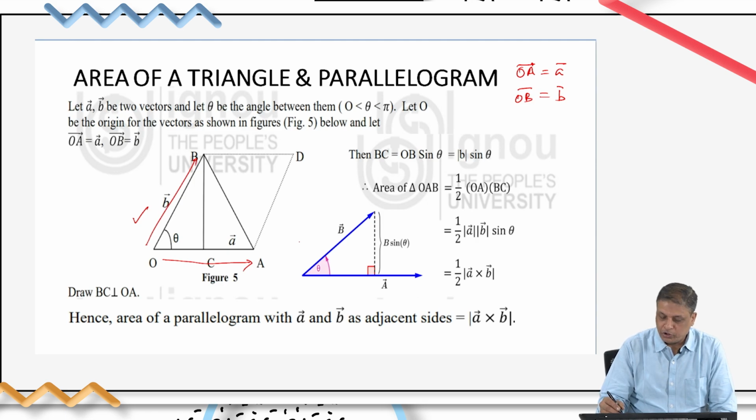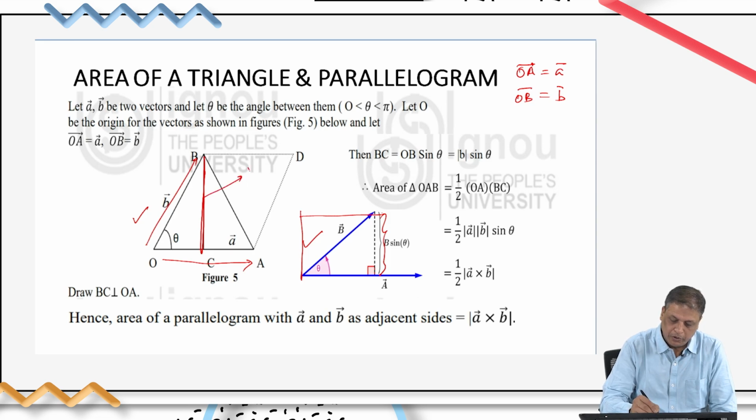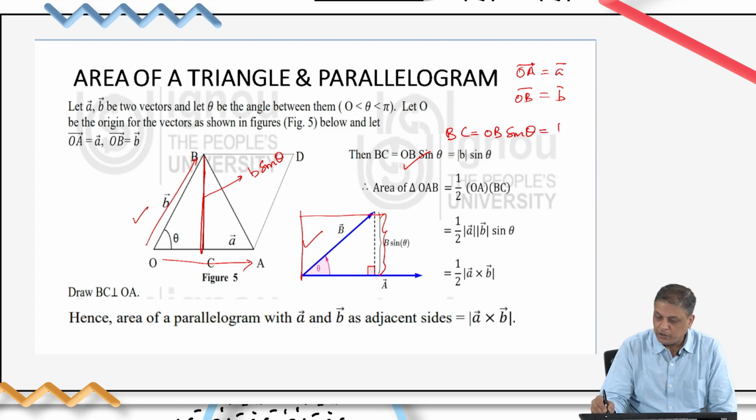We learned about the projection part also, that B sin theta will be the perpendicular projection of B, that means this part, this is the projection of B onto the y axis. So, BC is the perpendicular projection. So, what should this projection be? This projection should be B sin theta. That means BC should be equal to OB sin theta, which is nothing but magnitude of B sin theta.